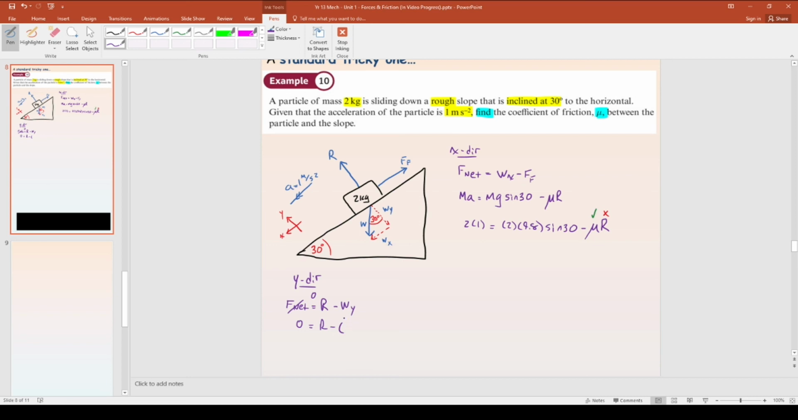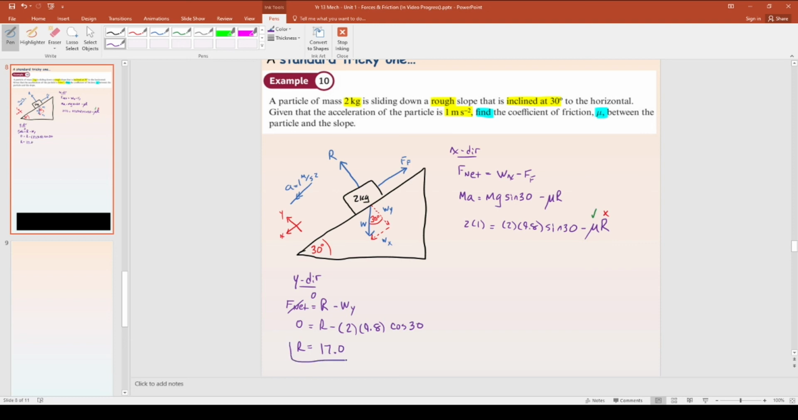Oops, I just got an error on OBS, oh no. I hope that doesn't matter. Okay, let's keep trying anyway. This is a 2, and this is a 9.8, because that's going to be mg, and this time it's cos of 30, which means, my buddies, that r is equal to 2 times 9.8 times cos of 30, which means r is 17.0 to 3 significant figures.